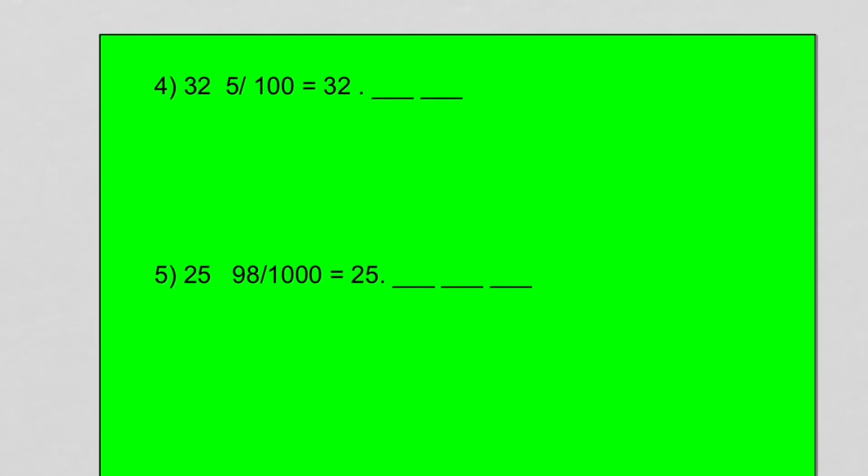Do a couple more. 32 and 5 out of 100. Well, we have 32 wholes, so 32, and we have 5 hundredths. So we want to make sure this 5 goes in the hundredths decimal spot. This is the tenths, this is the hundredths. So we have 5 in the hundredths, and then we have a 0 placeholder in the tenths, and we'd say 32 and 5 hundredths.